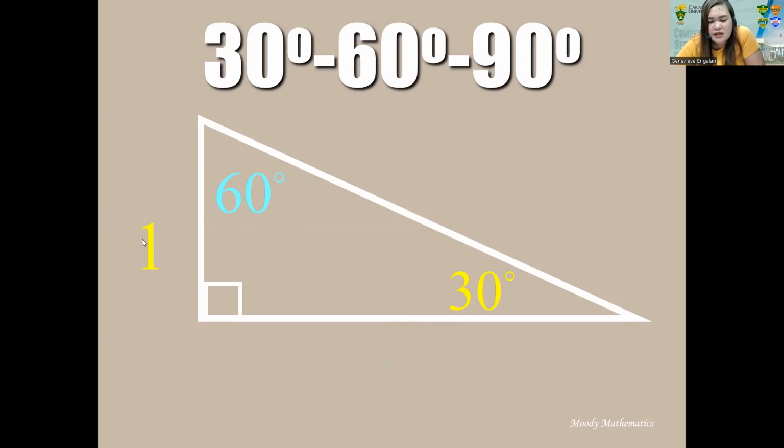If the shorter leg is 1, what is the hypotenuse? 2. The longer leg? 1 square root of 3, or just square root of 3. Okay, if your hypotenuse is 6, what is your shorter leg? 3. The longer leg? 3 square root of 3. Okay, 3 square root of 3.